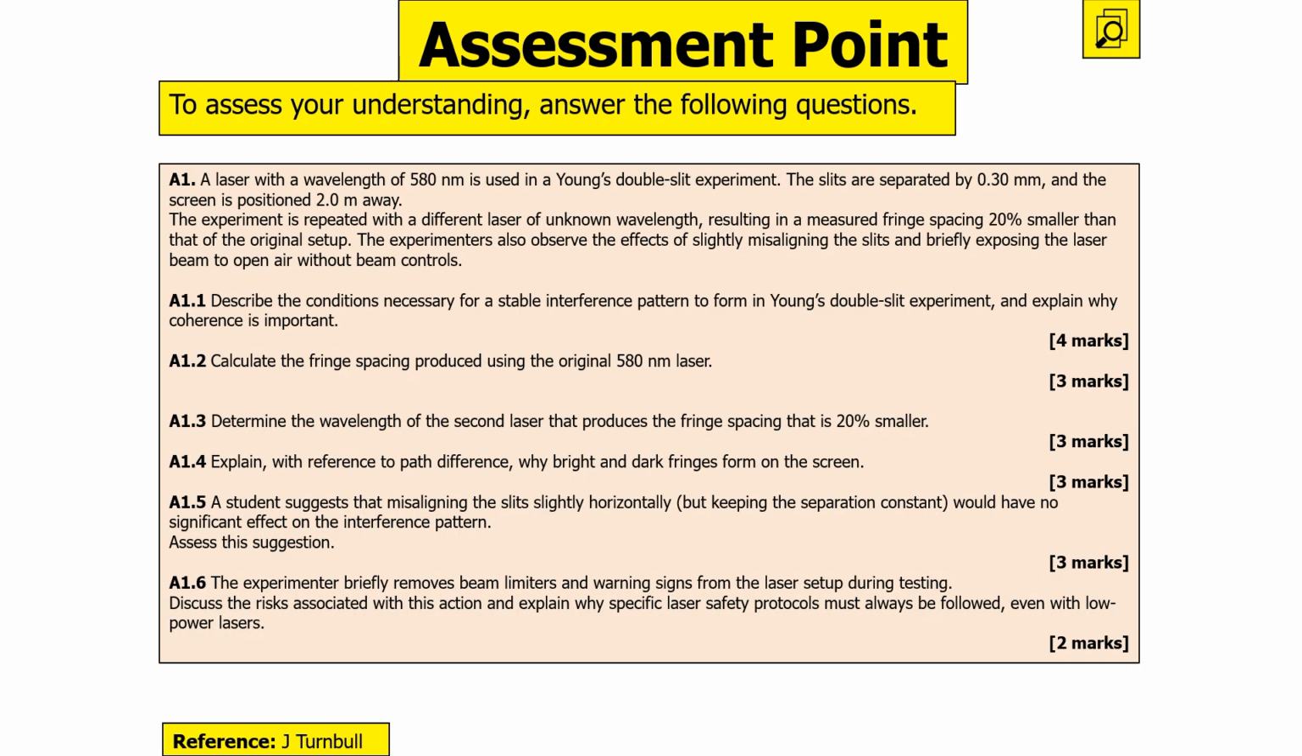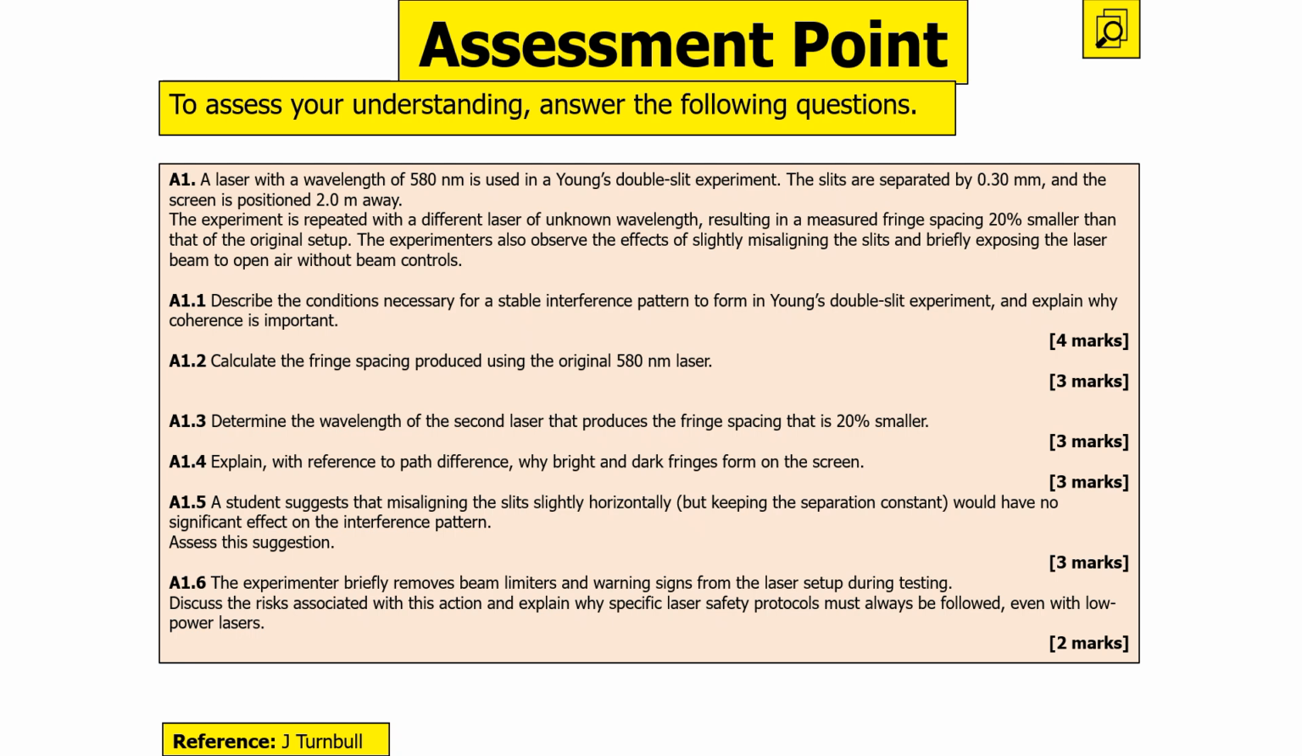A laser of wavelength 580 nanometers is used in a Young's double slit experiment. The slits are separated by 0.30 millimeters and the screen is positioned 2.0 meters away. The experiment is repeated with a different laser of unknown wavelength, resulting in a measured fringe spacing 20% smaller than that of the original setup. The experimenters also observed the effects of slightly misaligning the slits and briefly exposing the laser beam to open air without beam controls.